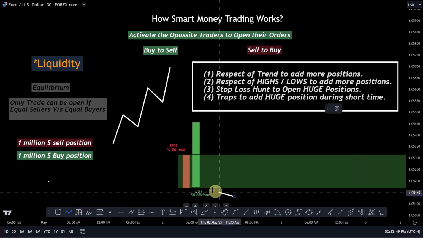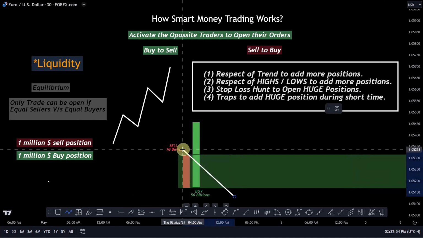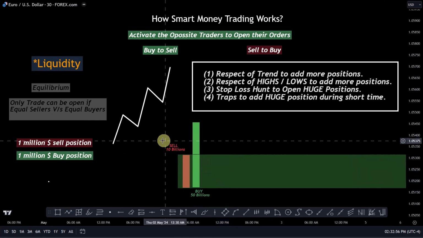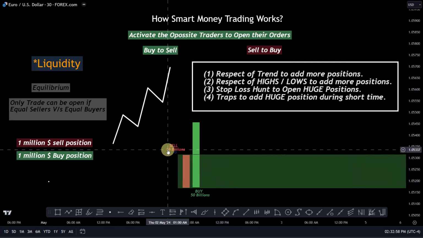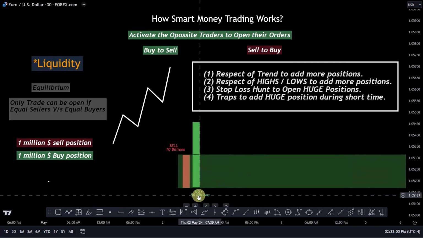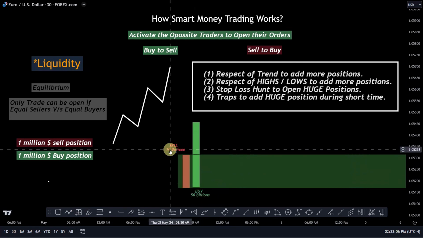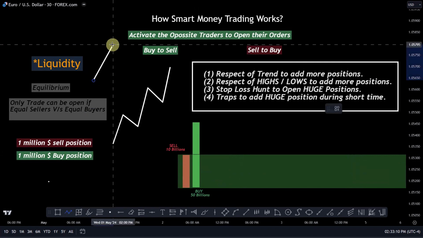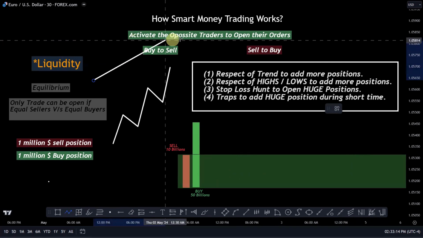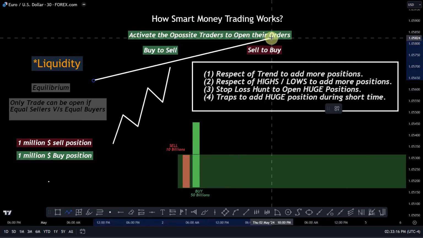As if they want to open a position of $50 billion, but on the other hand, sellers are only present with $10 billion, they have to attract more sell orders, right? Because they will not change their order. They still have to open a position of 50 billion. But as the sellers are only present with $10 billion, they basically follow some methods. By using those methods, they activate the opposite traders to open their orders.